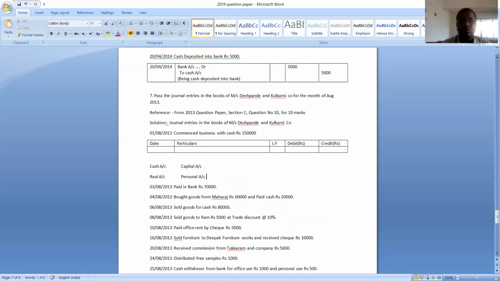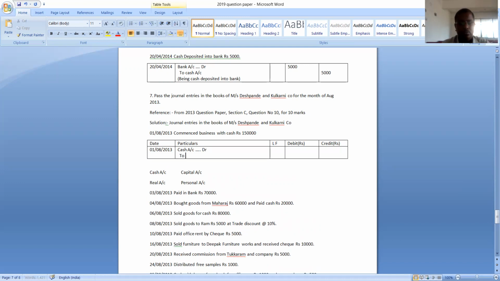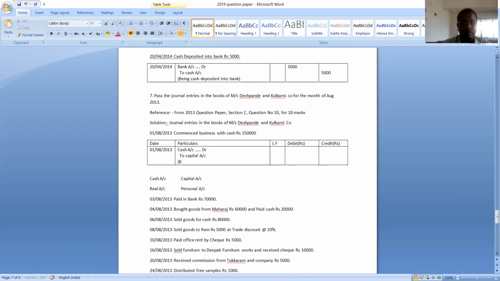Now we should decide which account should be debited and which account should be credited. See here, cash is real account. What is the rule of real account? Debit what comes in, credit what goes out. So when owner commenced business with cash, cash comes into the business. So which account should be debited? Cash account should be debited. So cash account debit to which account? To capital account. What is the narration? Being started business with cash.